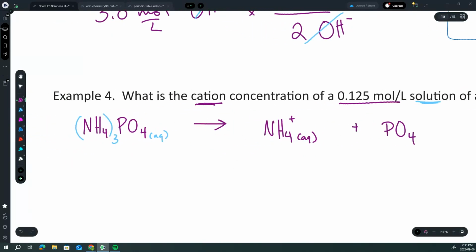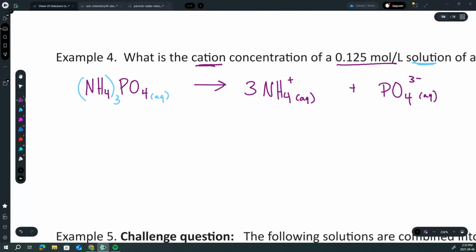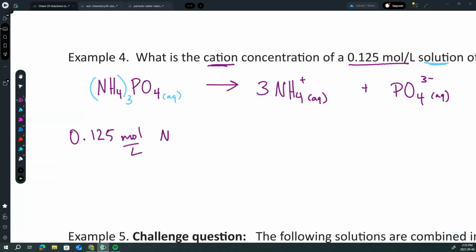So we have 3 ammonium going in, 3 coming out. Oh, I better write the charge there. And 1 phosphate going in, 1 phosphate coming out. So that is completely balanced now. All right, so let's start off with our given. So 0.125 mole per liter. What does that belong to? Ammonium phosphate.